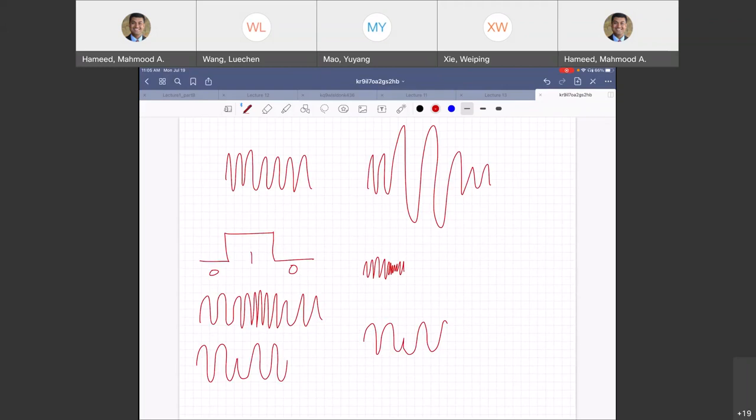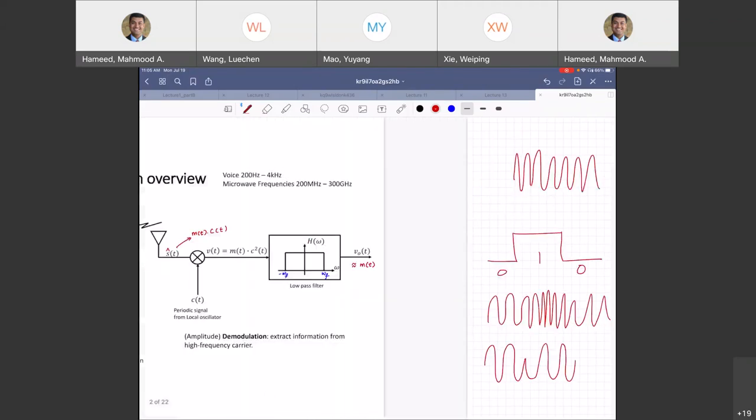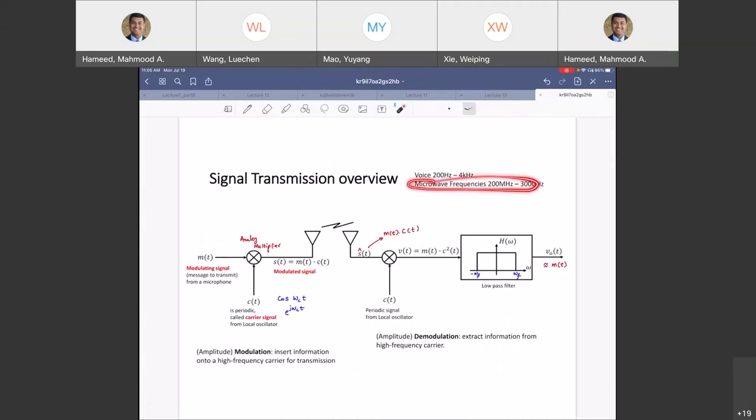The carrier signal, there are two independent signals. So M of T and C of T are completely independent. M of T is my voice, C of T is coming from a function generator, a local oscillator that produces a particular frequency, only one frequency, a cosine, right? And that cosine has to belong to microwave frequencies in that range in order for RF communication to happen. Right, so that is setting up your carrier frequency. This is completely independent, whatever I say, whatever my message is.